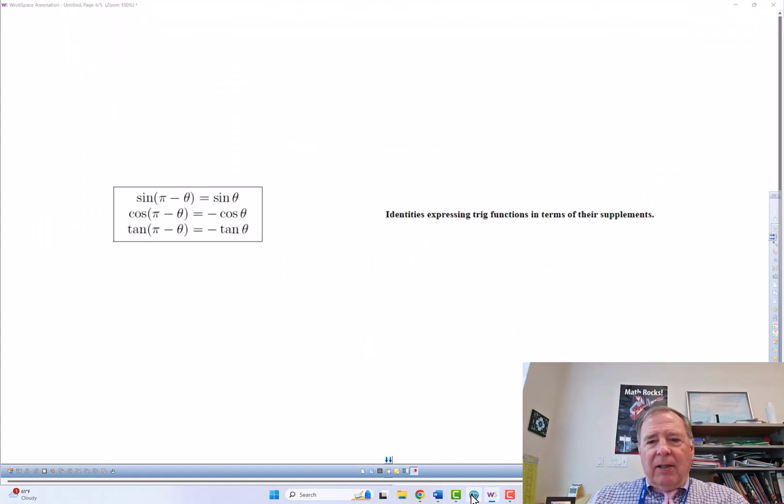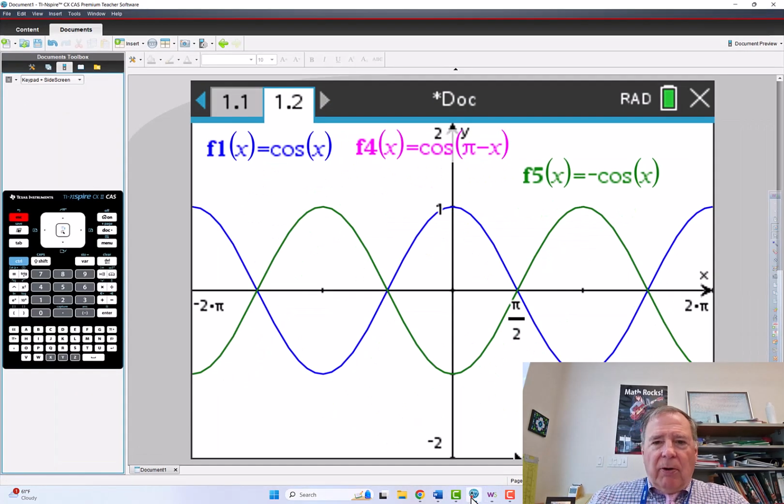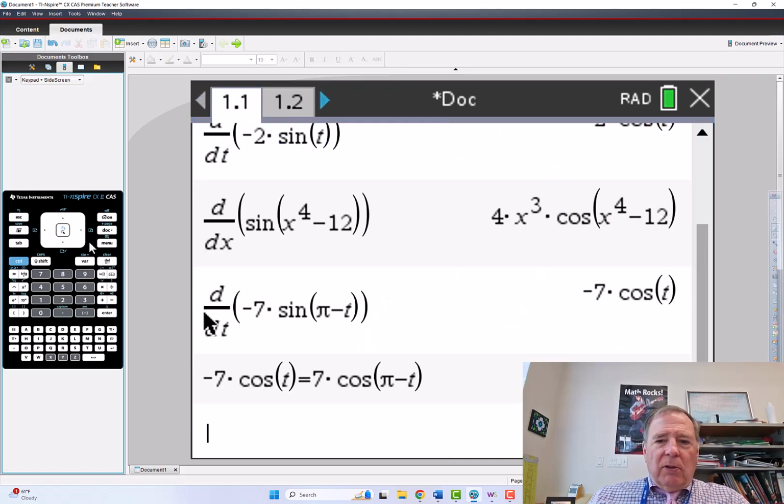The calculator has those rules programmed in, so it will just automatically switch from cosine(pi minus t) to negative cosine of t. And that's why there's a difference. And that concludes this video.